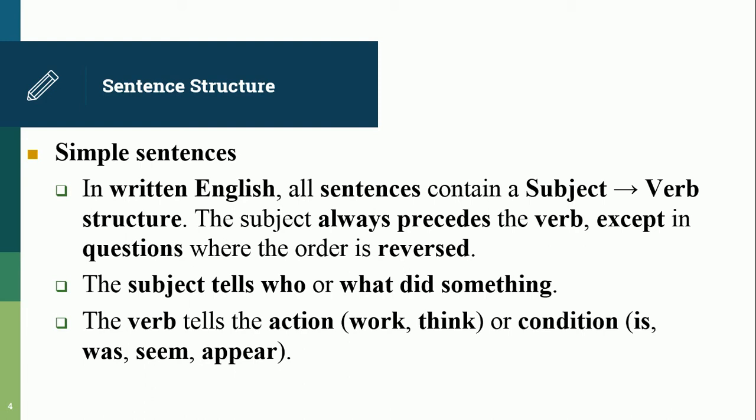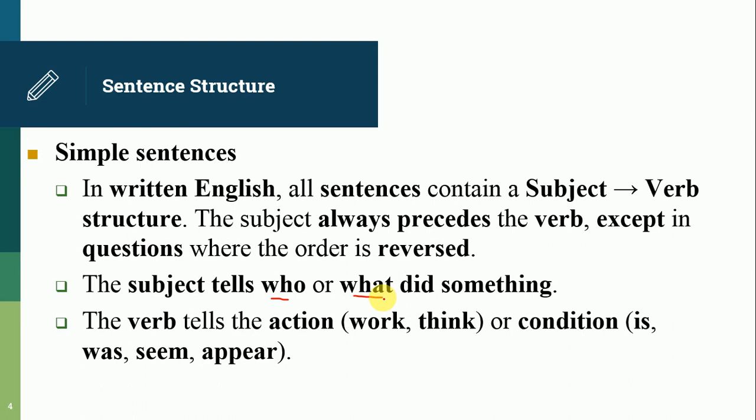So we define a simple sentence. We say that a sentence which contains one independent clause can be called a simple sentence. Now, the subject tells who or what did something. So in a simple sentence, the subject tells us who did something, and what did something. There can be passive simple sentences and active simple sentences.